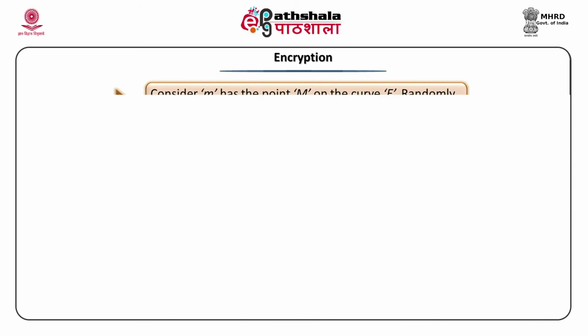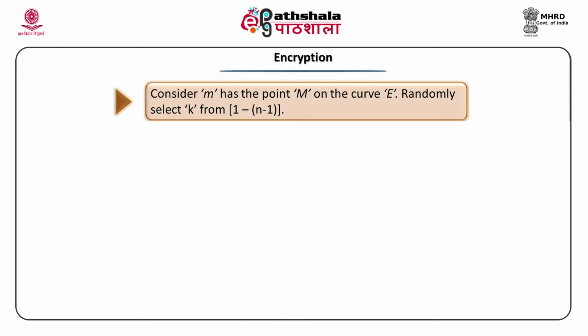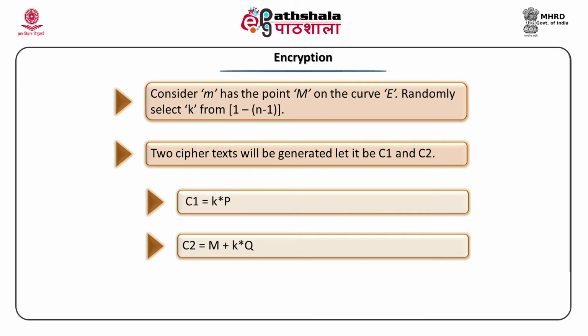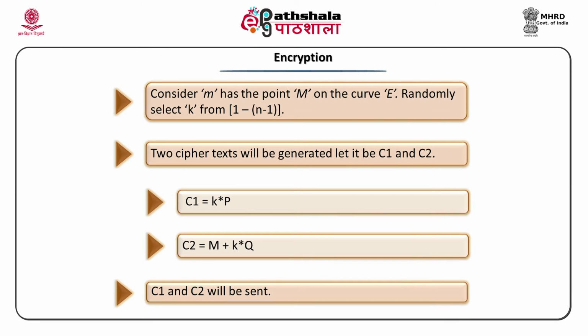Start by considering the message M as a point M on the curve E. Randomly select K from 1 to n minus 1. We are given a range 1 to n minus 1. We need to pick any random number, we will call it K. Two ciphertexts will be generated, C1 and C2. C1 is K into P and C2 is equal to M plus K into Q. C1 and C2 will be sent.